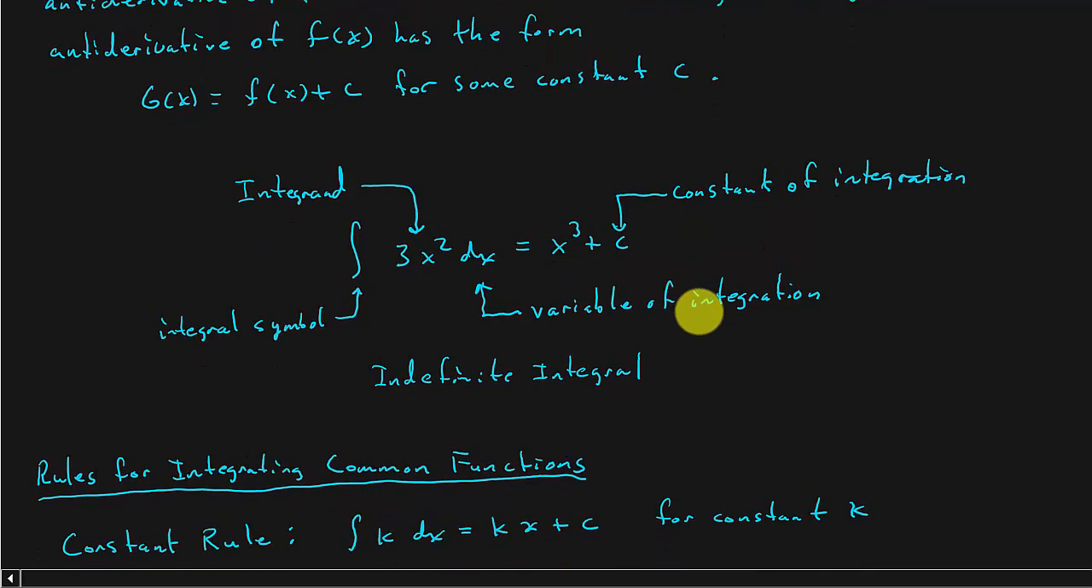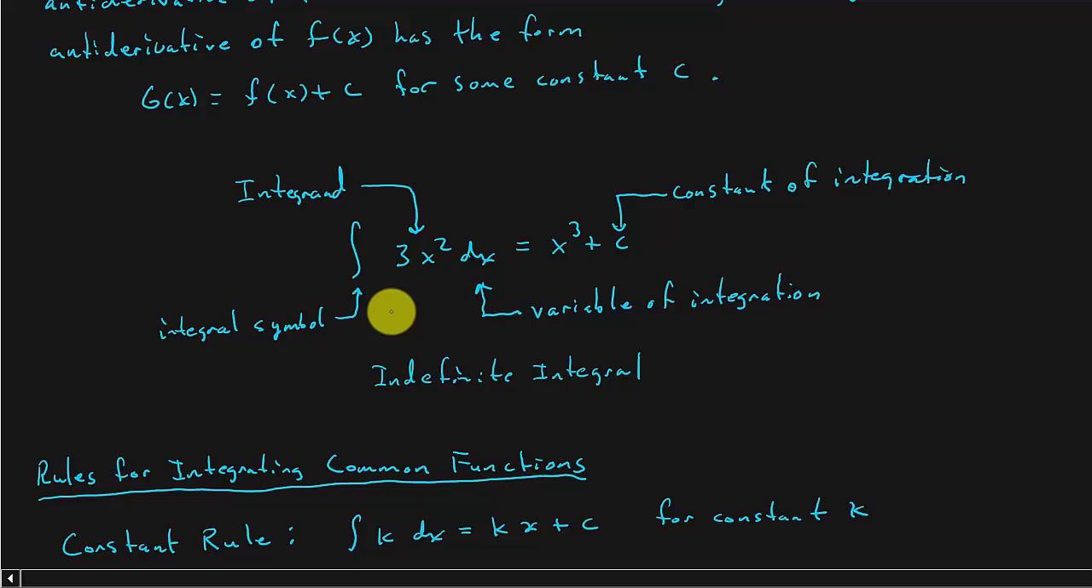All right, so here's an integral. This right here is our integral symbol. The function here, that's your integrand. This is the variable of integration, that's what you're integrating with respect to. And then c is your constant of integration, and this is an indefinite integral.